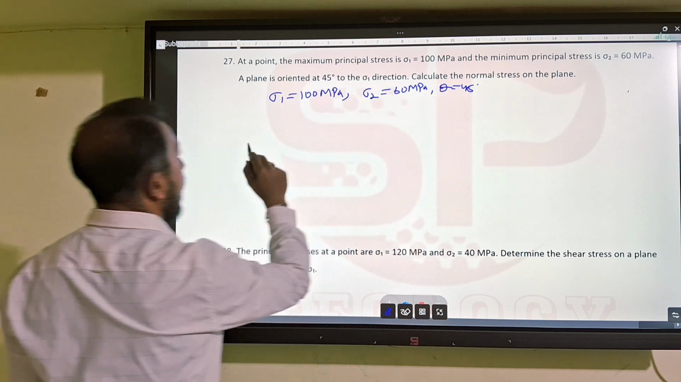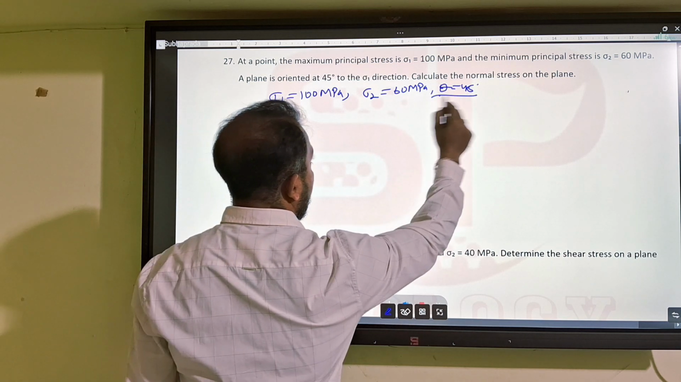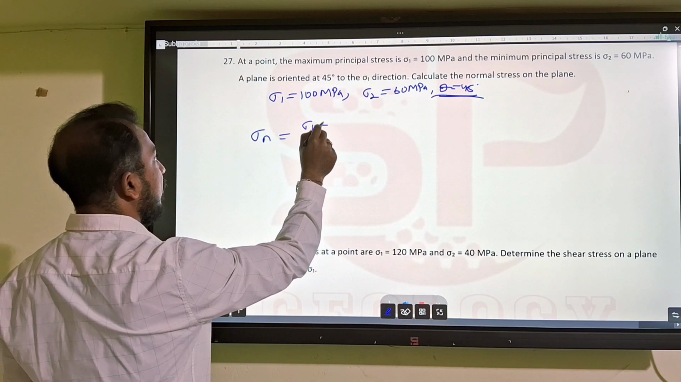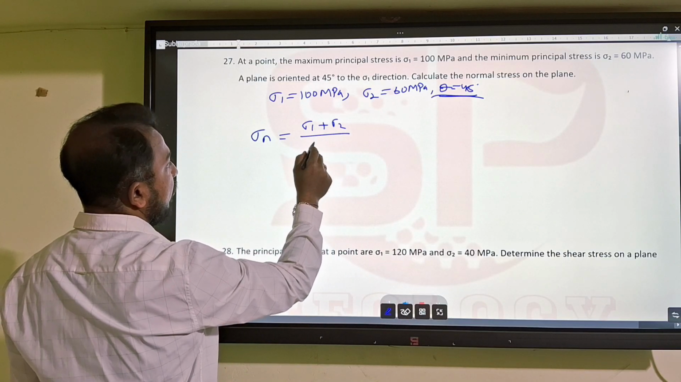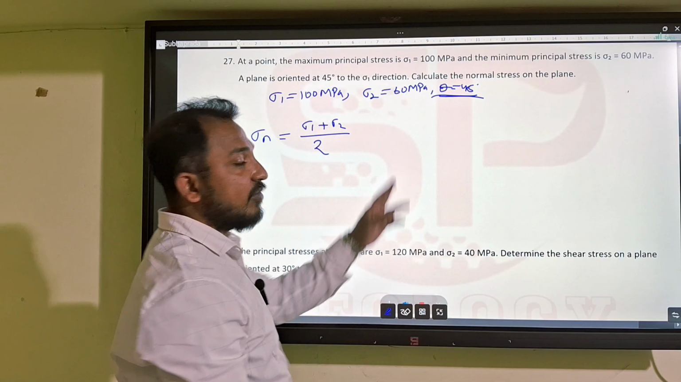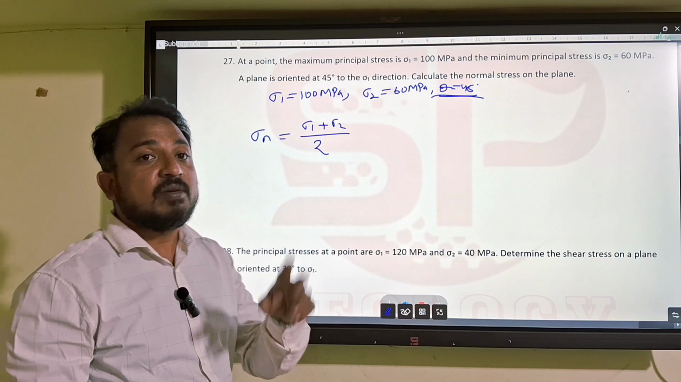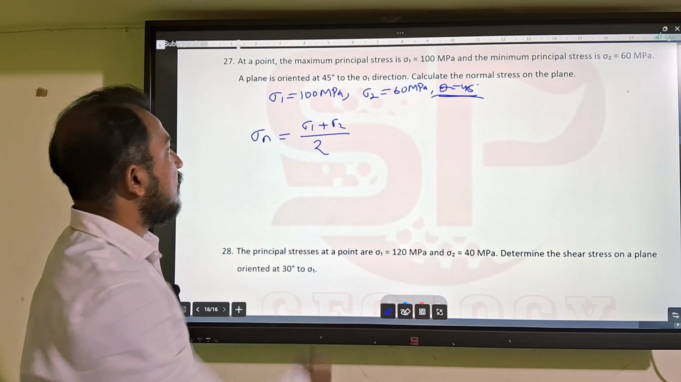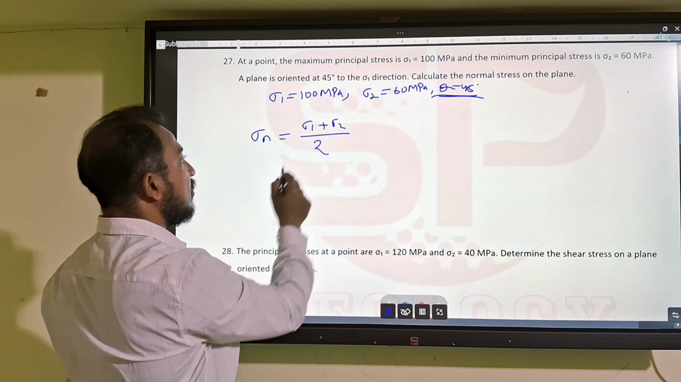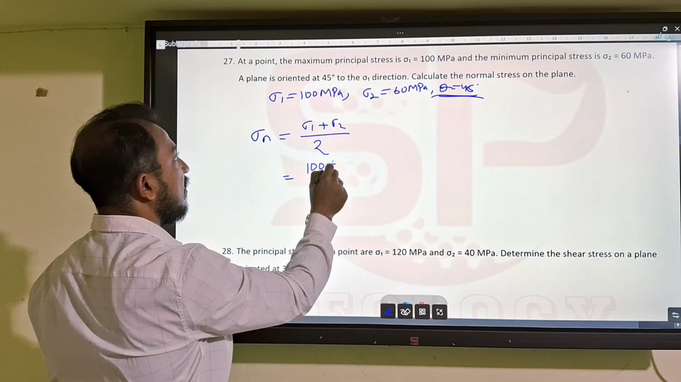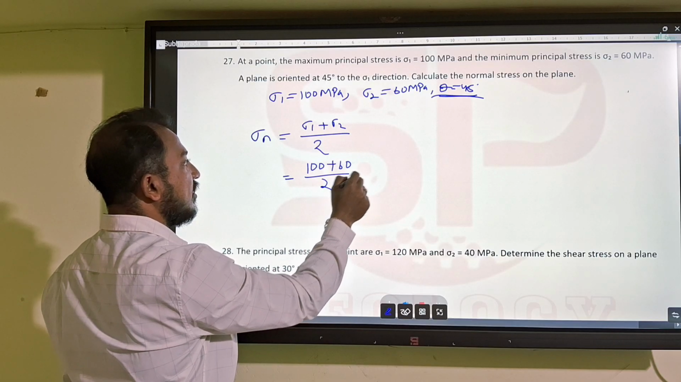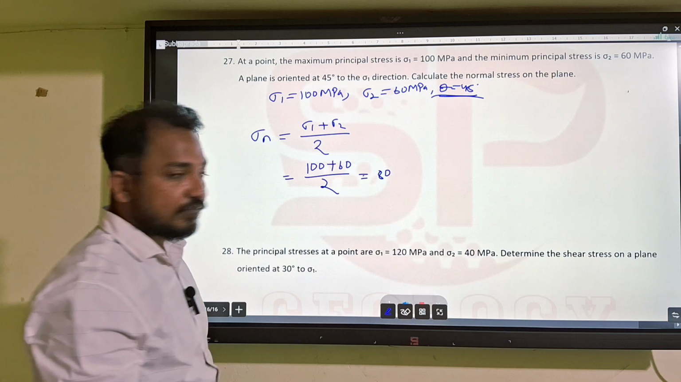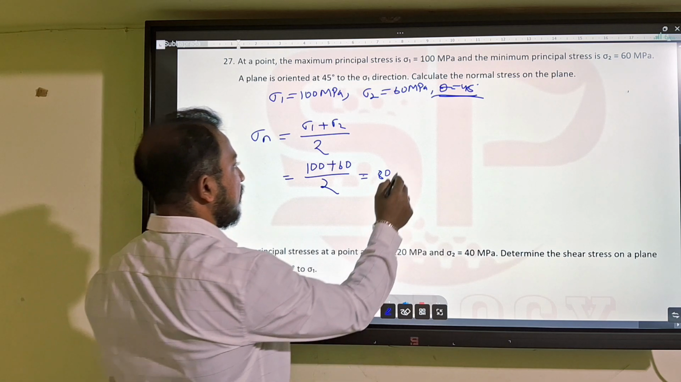Okay. Now remember, when theta is 45 degree, then sigma n will be only (sigma 1 plus sigma 2) by 2. Because if theta is 45 degree, then 2 theta will be 90 degree, then cos 90 is 0. So only left with (sigma 1 plus sigma 2) by 2, that is (100 plus 60) divided by 2, which will be 80 MPa.